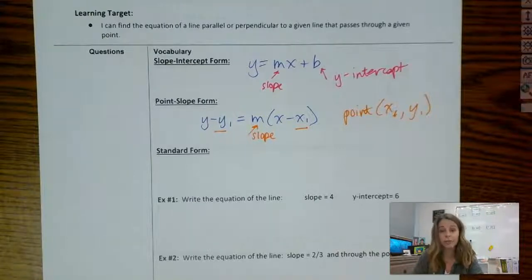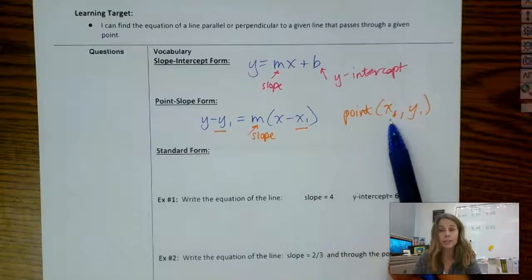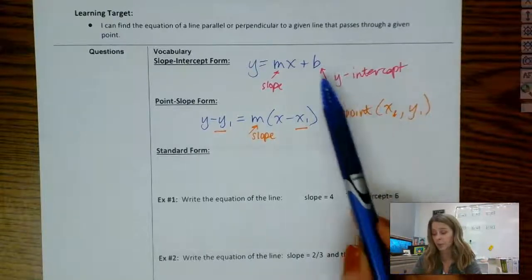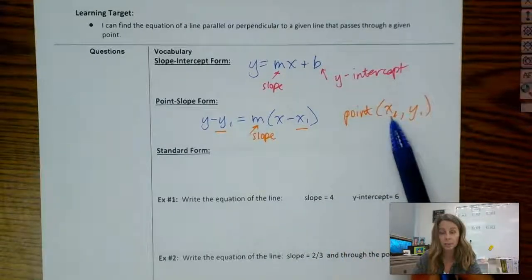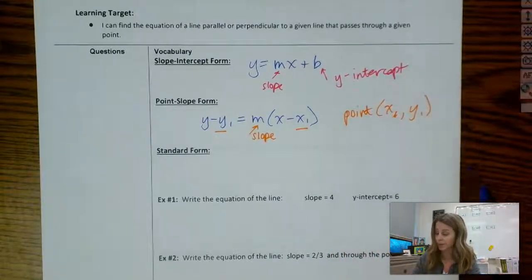So this again is useful when I don't know my y-intercept. I mean, you can use it if you know your y-intercept, but it's a little quicker just to go straight to slope-intercept form. But we will use this a lot because most of the time we don't know the y-intercept.